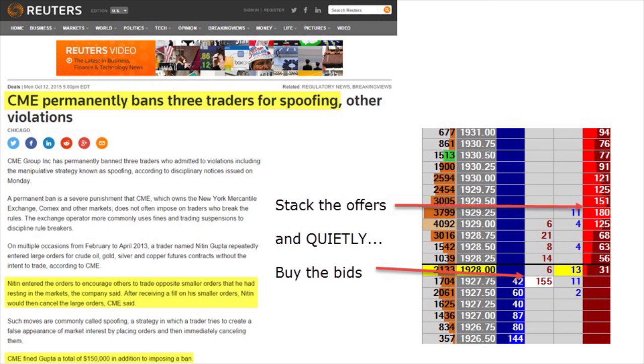Now, it's a risky business for a couple of reasons. First of all, he could get his bids filled and have the market pushed down against him by a bigger fish, or some news could come in that pushes the market down. Or he could get his spoof offers filled and have the market push against him that way.